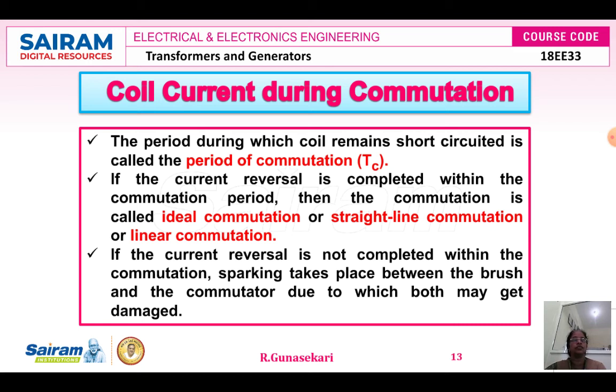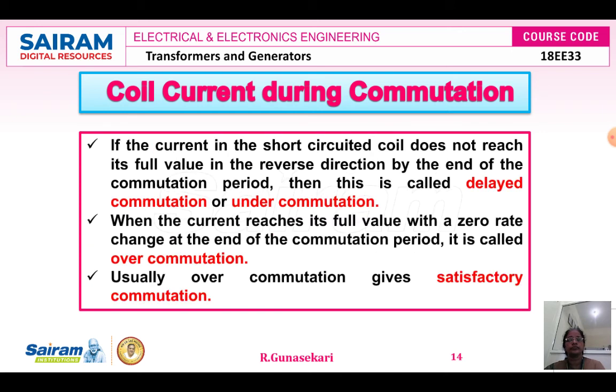Suppose the current reversal is not completed within the commutation period, what happens? Sparking takes place between the carbon brushes and the commutator, and both may get damaged. Then what is meant by delayed commutation or under commutation? If the current in the short circuited armature coil does not reach its full value in the reversed direction by the end of the commutation period TC, then it is known as delayed commutation or under commutation.